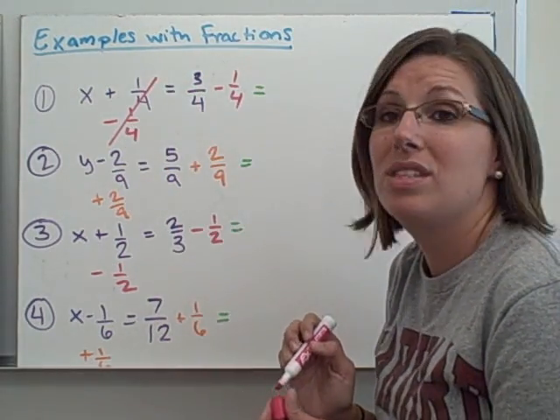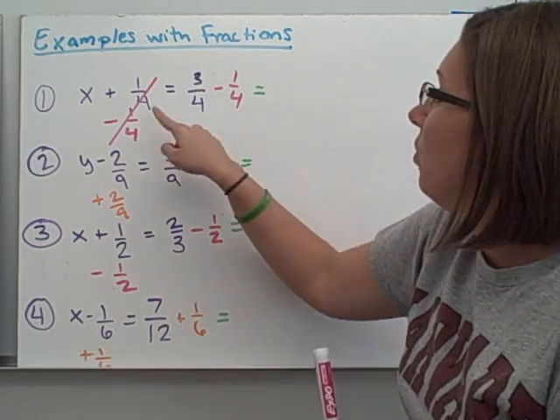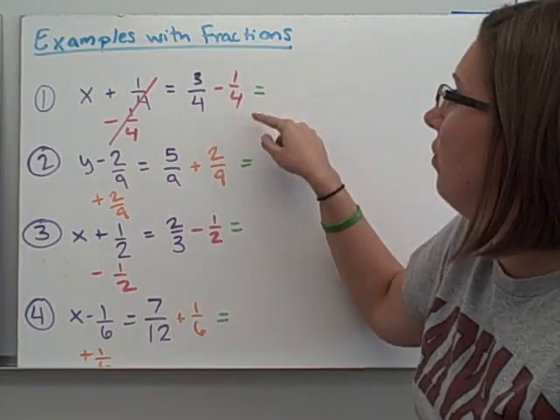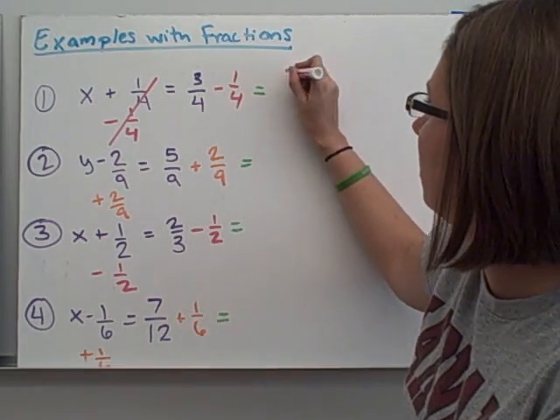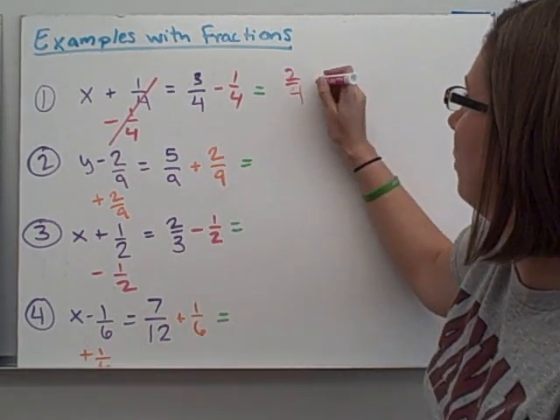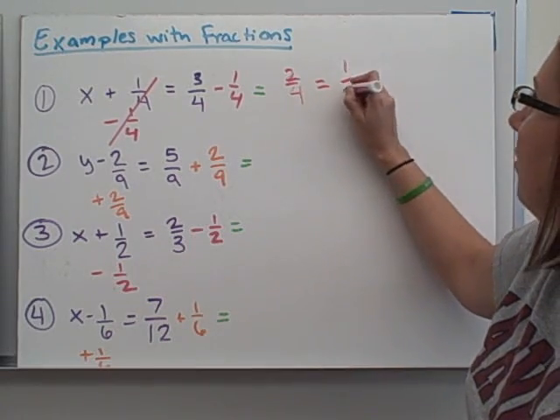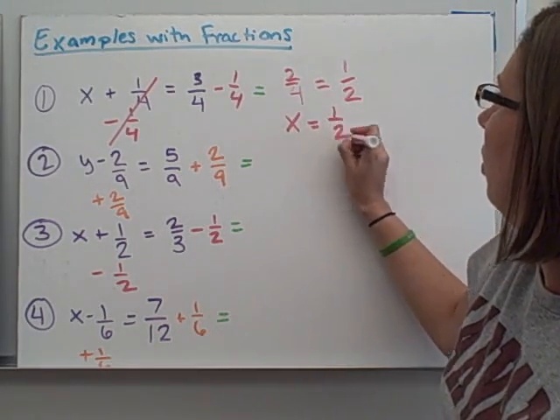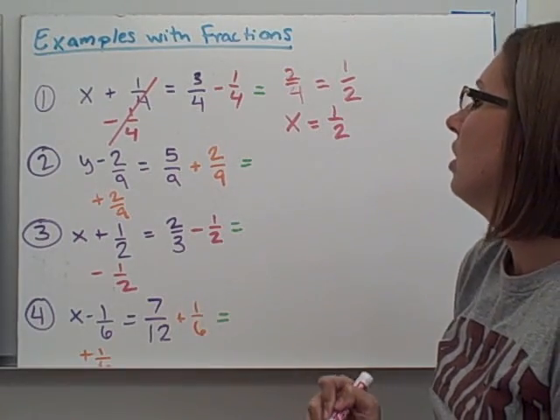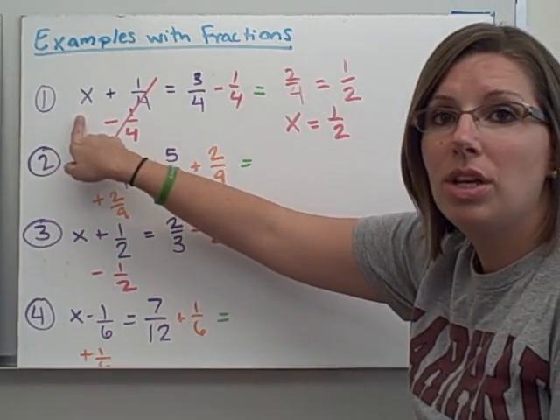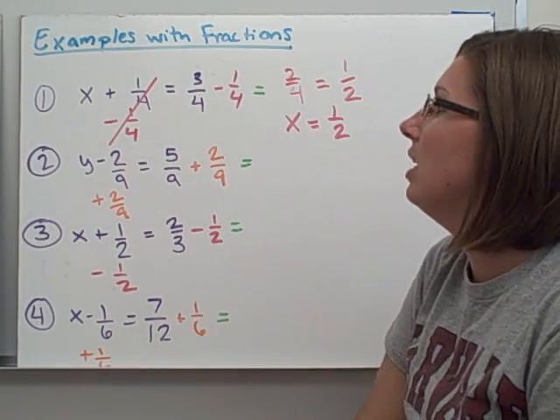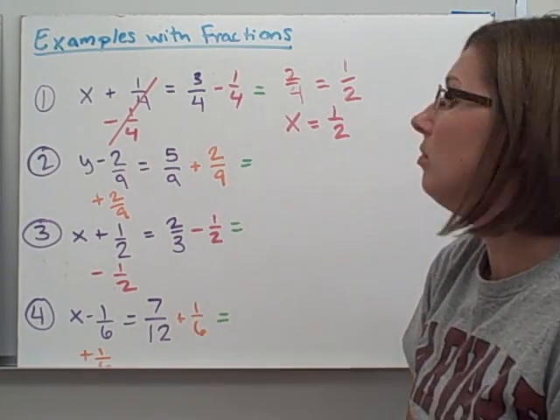1/4 take away 1/4 is nothing. Then what I do to one side, I have to do to the other. 3/4 take away 1/4 is 2/4. 2/4 reduces to 1/2. So I know that x has to equal 1/2. I could plug that back into my original equation and check it. So 1/2 plus 1/4 has to equal 3/4.